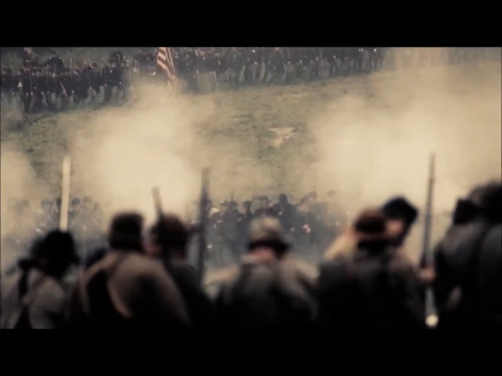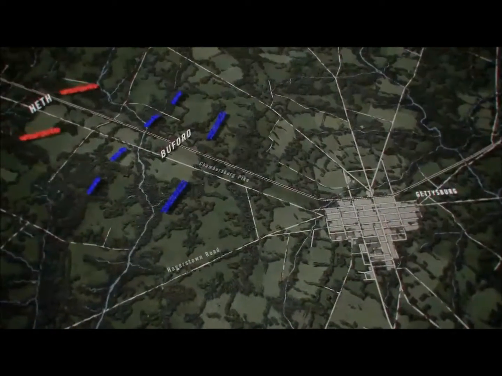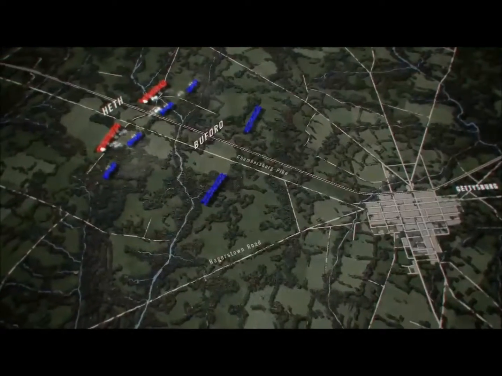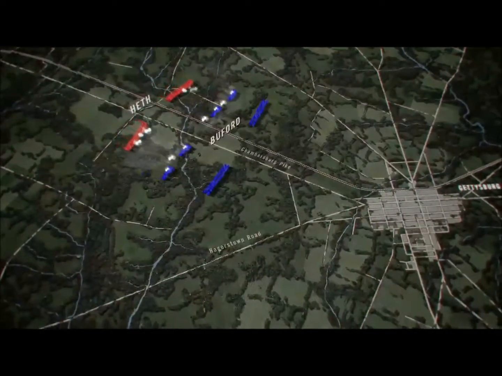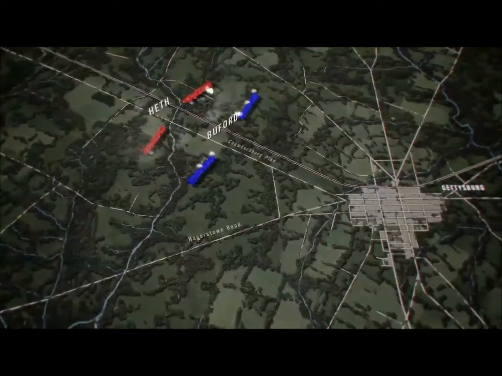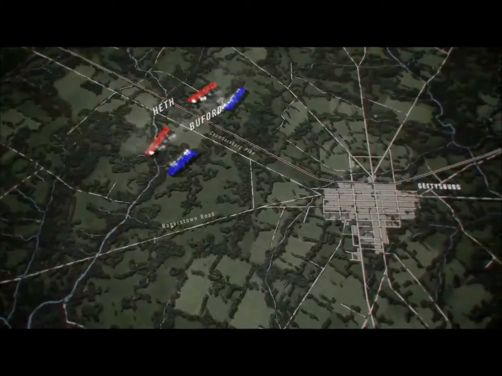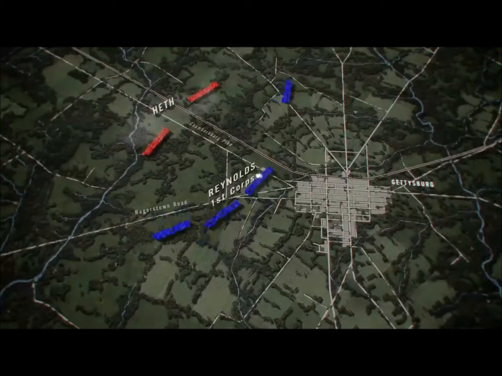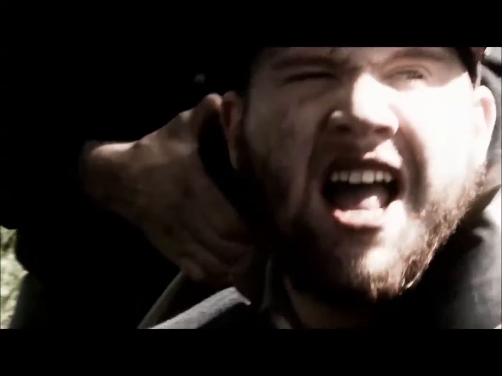The battle starts west of Gettysburg. Union General John Buford's cavalrymen shoot at lead elements of Confederate General Henry Heth's division before falling back as Heth advances. Buford holds near Gettysburg until General John Reynolds' First Corps arrives. Infantry against infantry, fighting intensifies on both sides of the Chambersburg Pike.